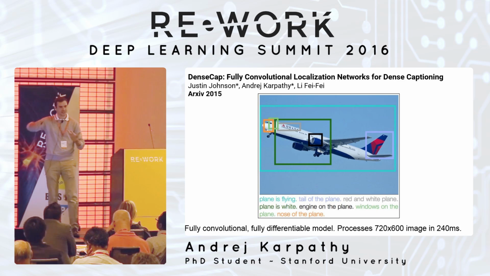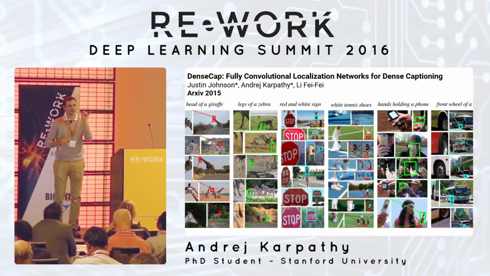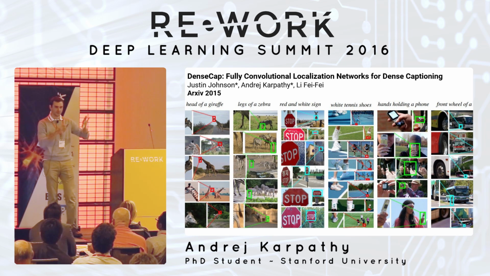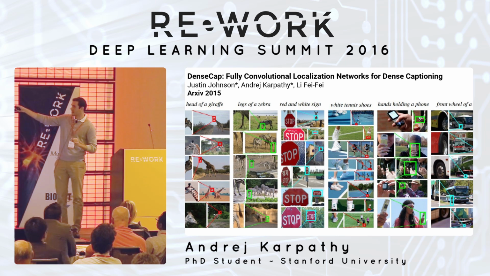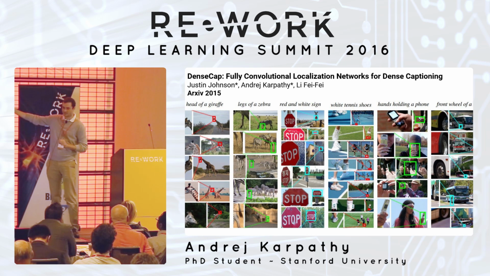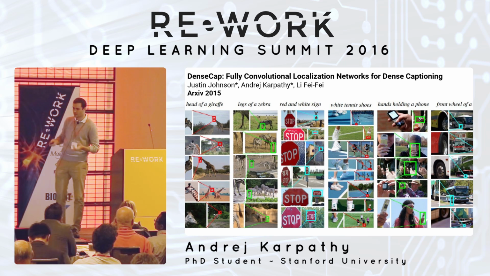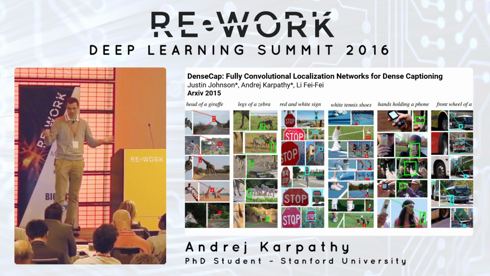We can also run this task conversely, and what we can do is we can query with a small piece of text, and then we can get the model to look through a database of images for regions in your images that are compatible with that text snippet. So for example, when the query is head of a giraffe, we go off and we find all these little heads of giraffes, or legs of zebra, or red and white signs, or white tennis shoes, and so on. So we can search for arbitrary little text snippets in large collections of data sets, and it's relatively efficient.